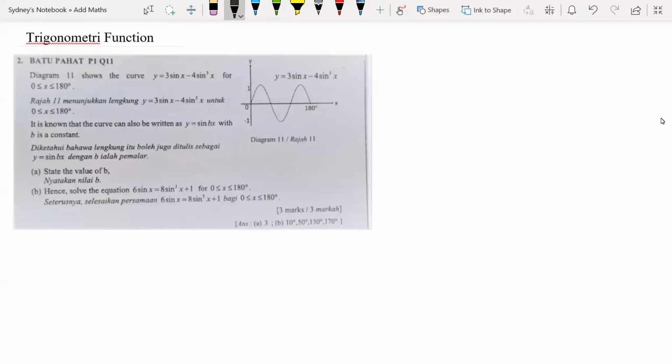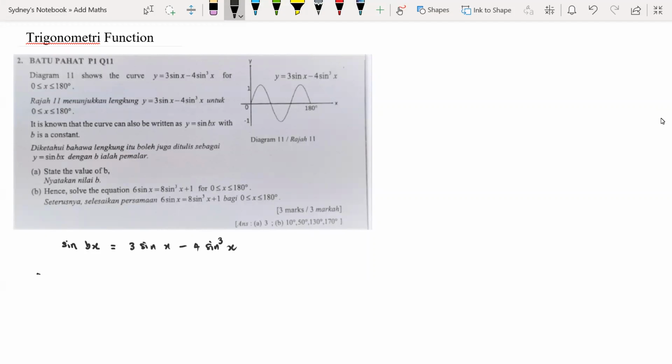Diagram 11 shows the curve y equals 3 sine x minus 4 sine cube x for x between 0 and 180 degrees. It is also known that the curve can be written as y equals sine bx, with b as a constant. Let me just write that out. This graph is represented by sine bx, as well as 3 sine x minus 4 sine cube x.